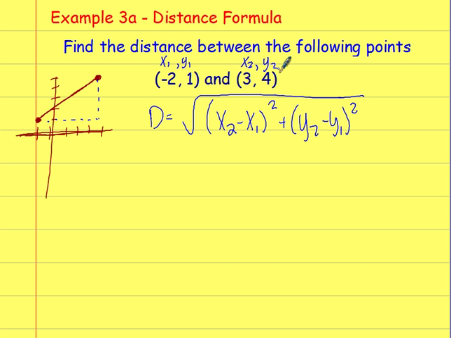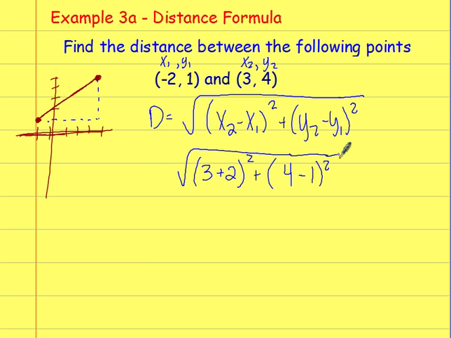So now, simply plug it in. So I'll have the square root of what? 3 minus. So what happens, this is interesting. What happens when you minus a negative? It turns into a positive. So it's not minus a negative 2, it turns into plus 2, squared, plus 4 minus 1 squared. Okay?